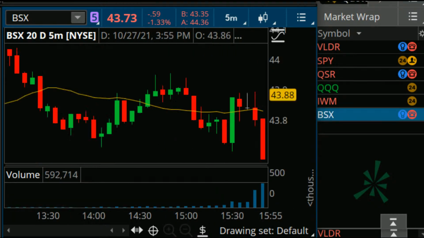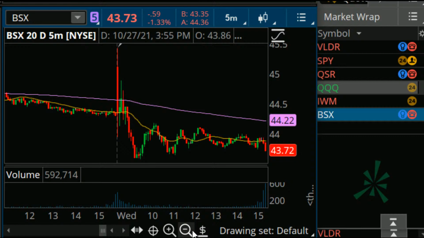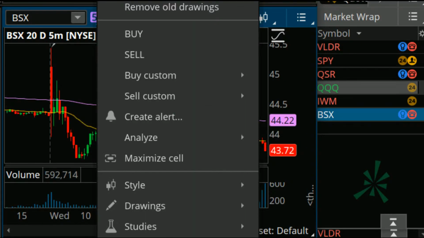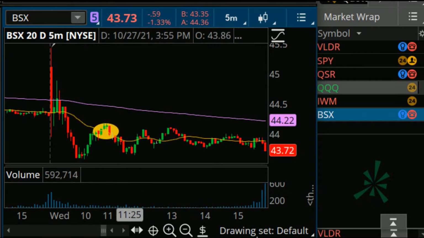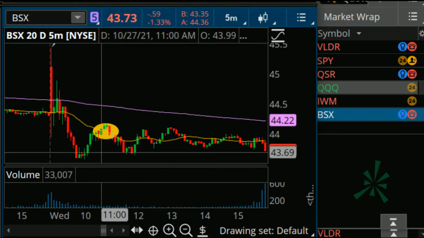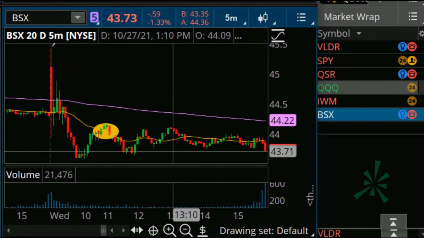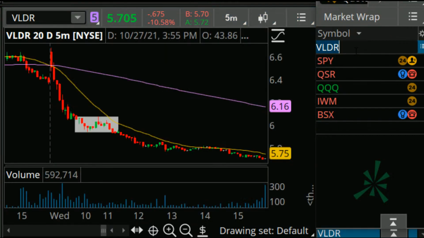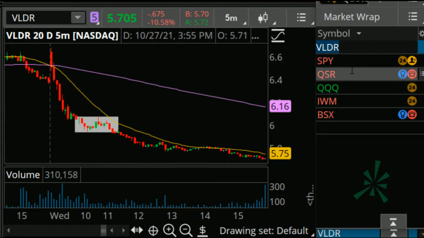So let's take a look at the entry here on the BSX. And I think this still worked to some extent. Here's your sell setup. It did come in and retest the lows. But you can see that support really kept this thing from going into the all-day downtrends that we see in the VLDR and then the QSR.